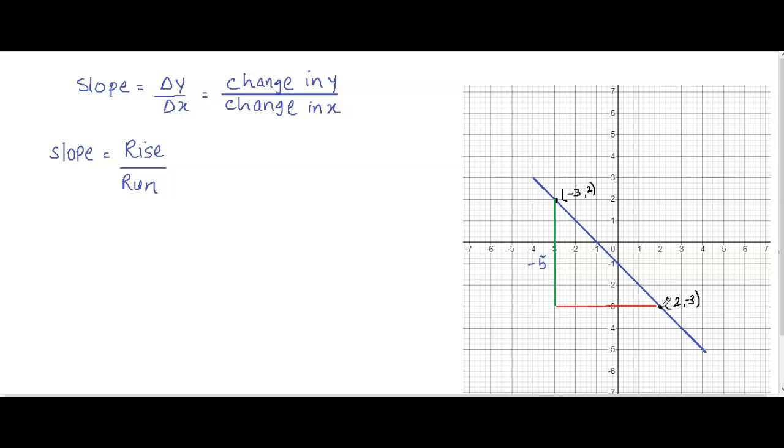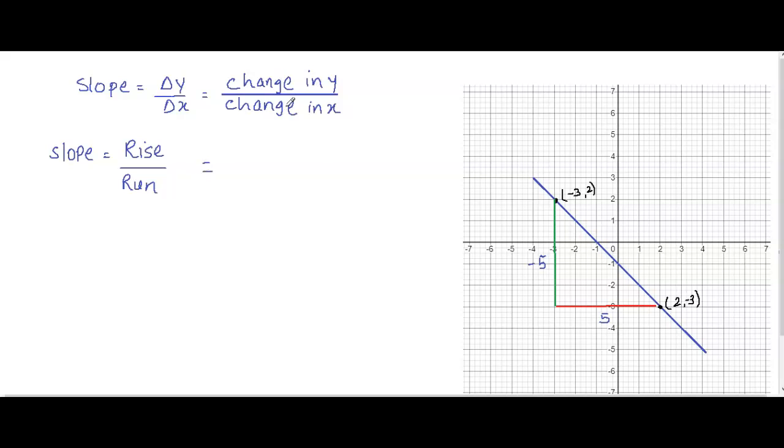Now let's talk about this. This is run. From this point to this point, I'm moving to the right. So run is going to be positive. So this is going to stay positive. Now let's count the number of blocks we have here. So 1, 2, 3, 4, 5. I see that this is 5 units. So I'm going to put 5 here. And this is going to stay positive because run is positive when you move to the right and run is negative if you go to the left. So I got +5.